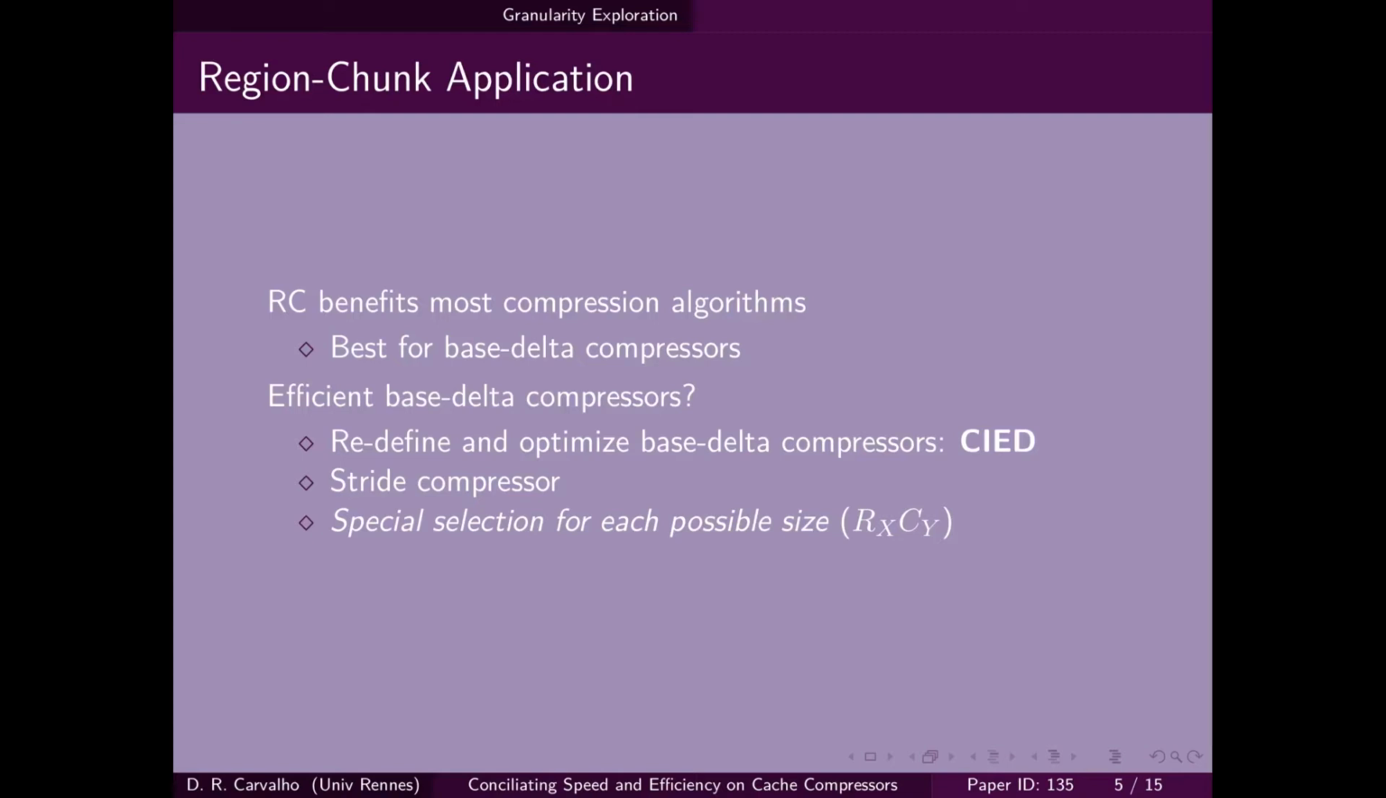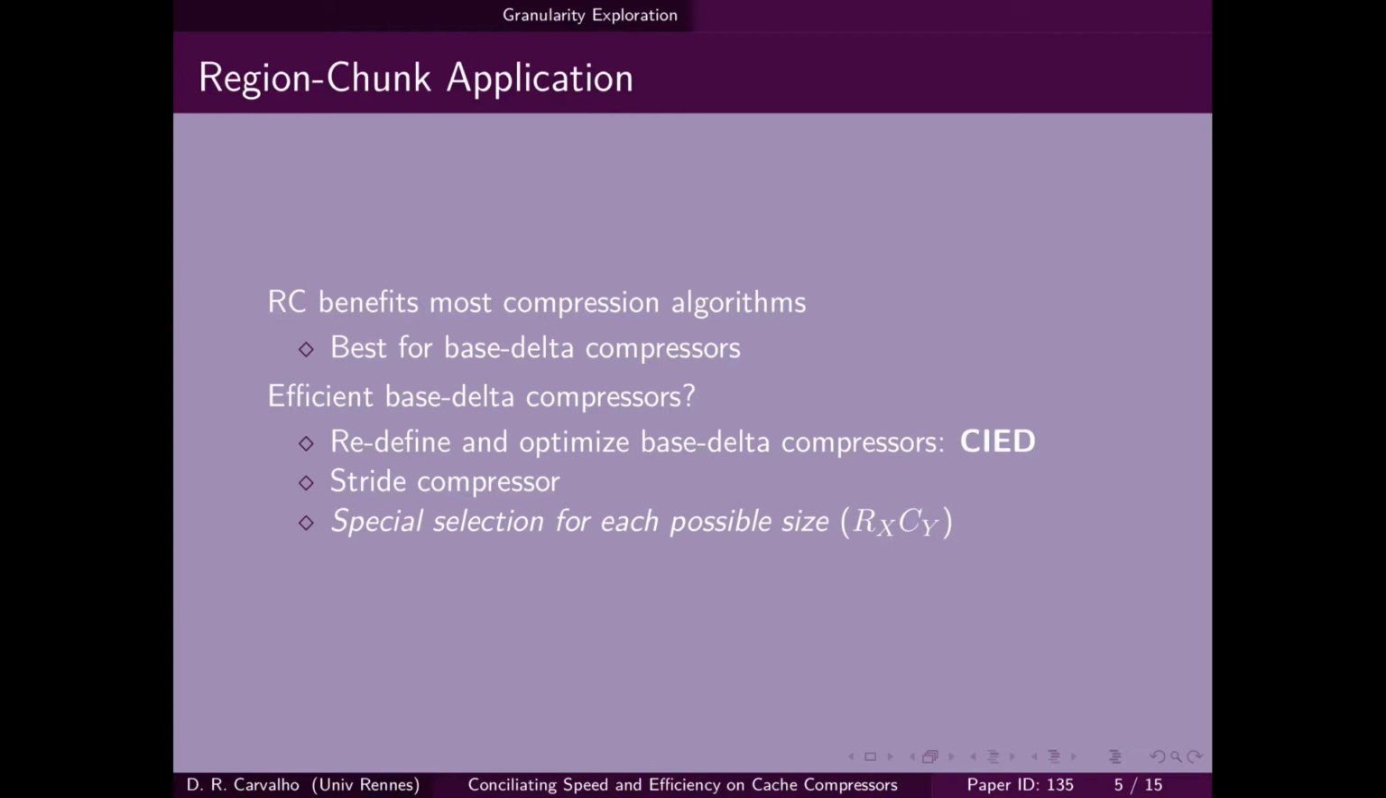Now, how can we benefit from the region chunk compression? We have seen empirically that base delta compressors benefit the most. However, they're not known for being efficient. So can we improve them? So we redefine and optimize base delta compressors.